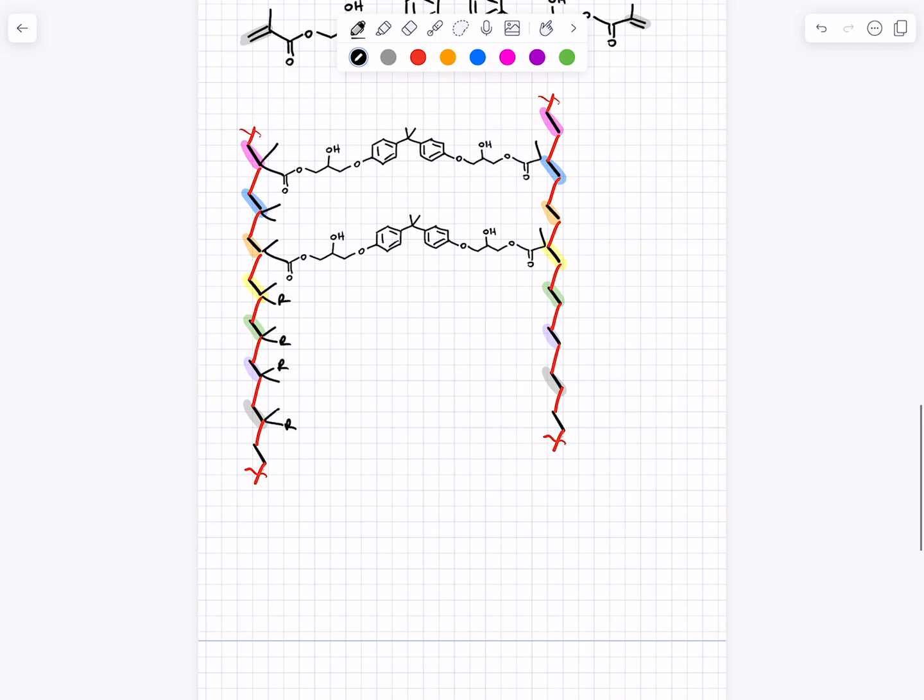There may be multiple cross-links between multiple chains, but basically at every point along this chain, you have the opportunity for one chain to be linked to another, forming a relatively rigid network of polymer molecules, which is exactly what you want if you want something that's attached to your tooth and not going to break anytime soon.